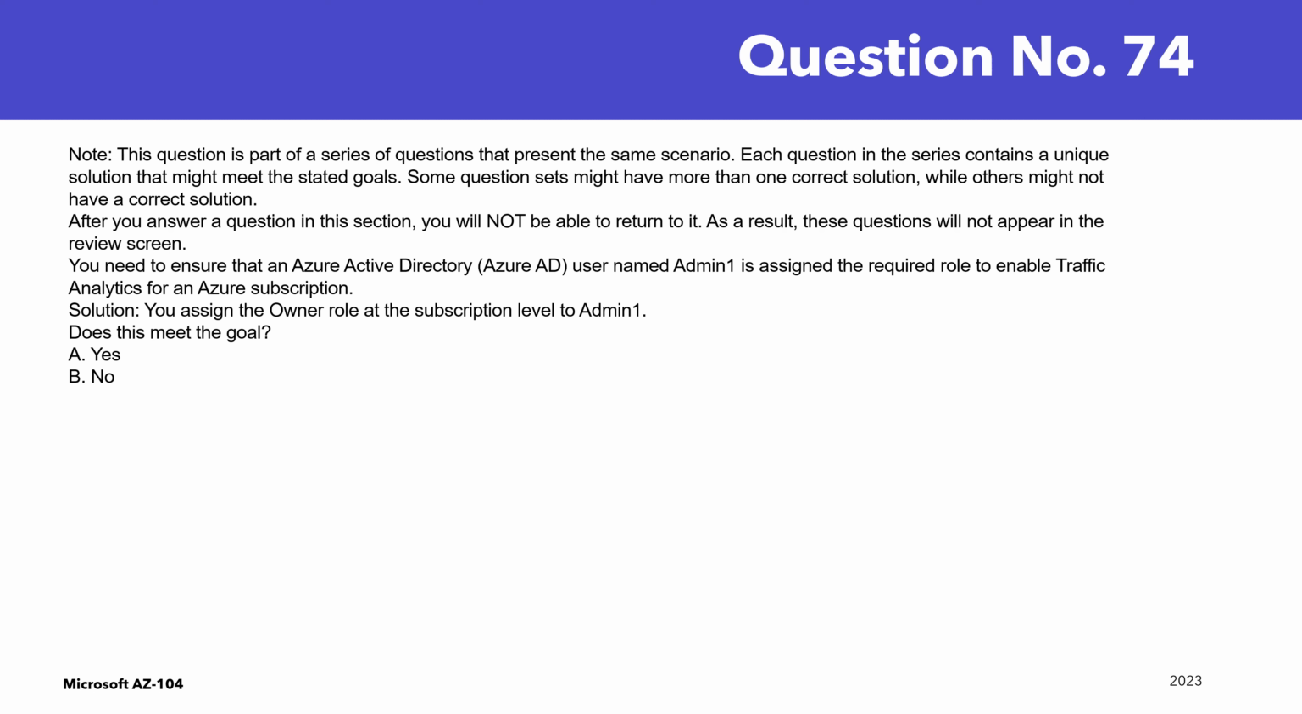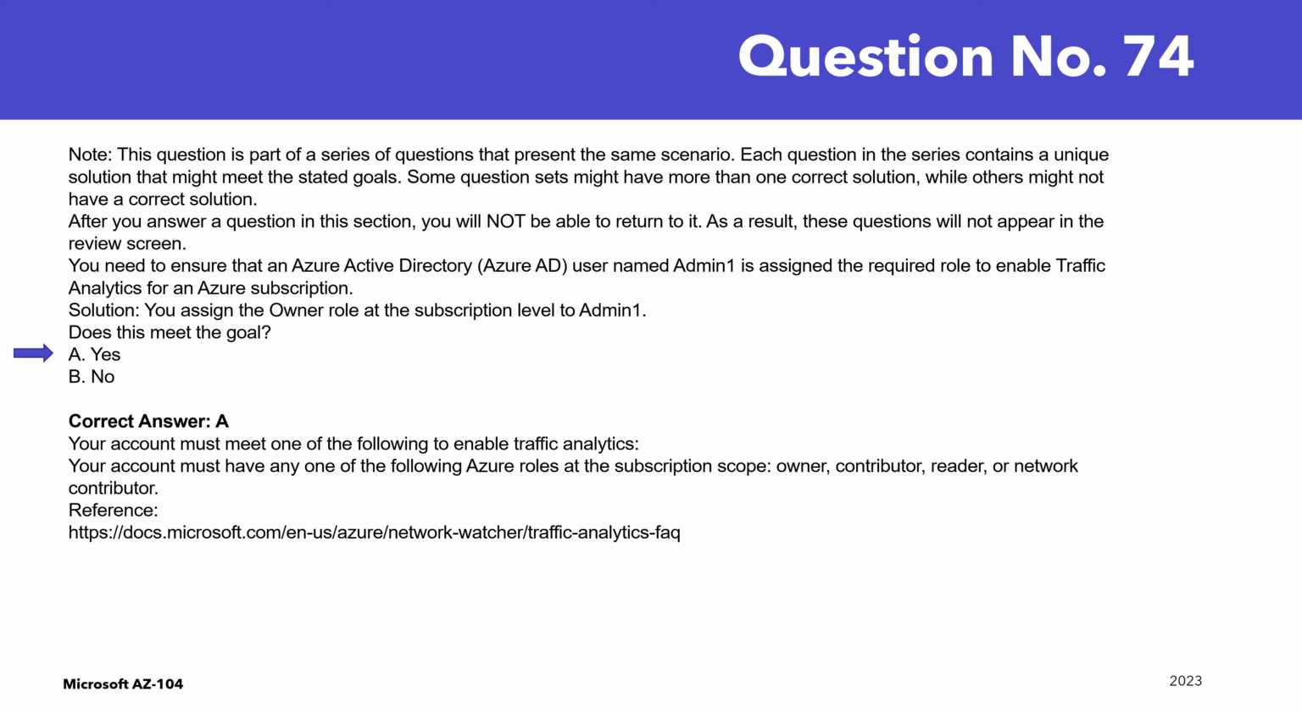You need to ensure that in Azure Active Directory, Azure AD, user named admin1 is assigned the required role to enable traffic analytics for an Azure subscription. Solution: you assign the owner role at the subscription level to admin1. Does this meet the goal? A. Yes. B. No. Correct answer: A.